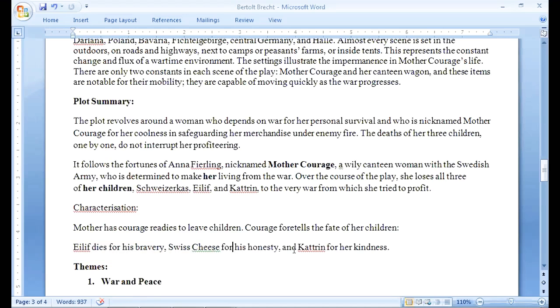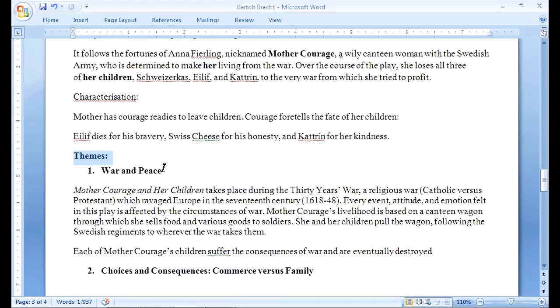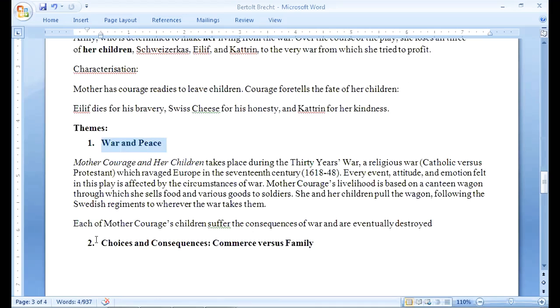Okay, and the other one is Kattrin. Kattrin is the daughter of Mother Courage, who helps the peasants to save their lives and is killed by the army persons. Okay, after reading the text, you will find some themes here: war and peace. This is a theme of the play. And another theme is choice and consequences.